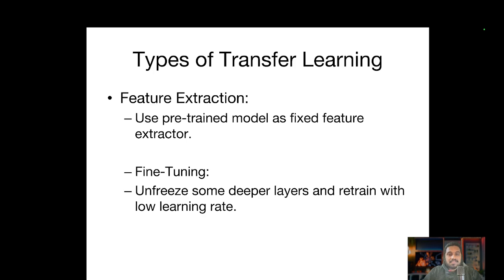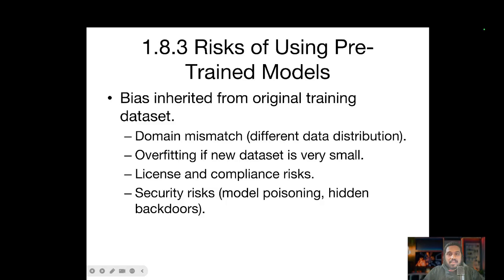So now let us understand the risks of using pre-trained models, which is very important for ISTQB. Risk one, which is bias. If the original dataset was biased, the new system inherits that bias. For example, a face recognition model trained mostly on one ethnicity may misidentify others.